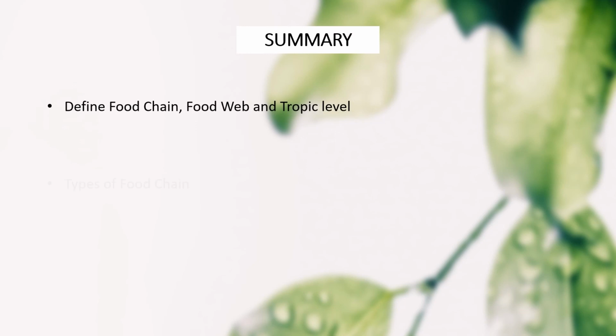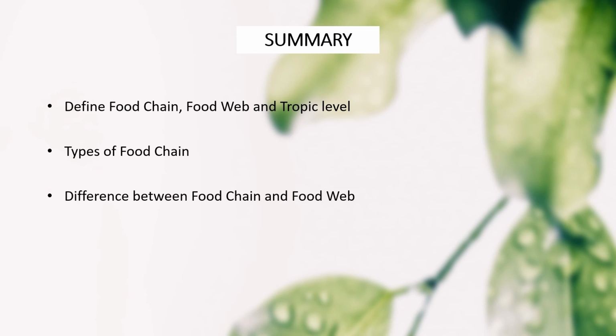So after going through this unit or this chapter, we should be able to define what a food chain is, what a food web is, and what a trophic level is. What are the types of food chain? How is the food chain different from the food web? And the flow of energy in an ecosystem.